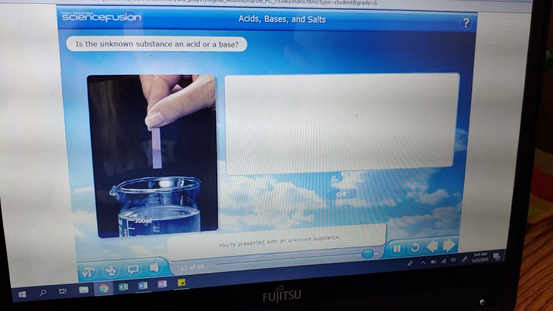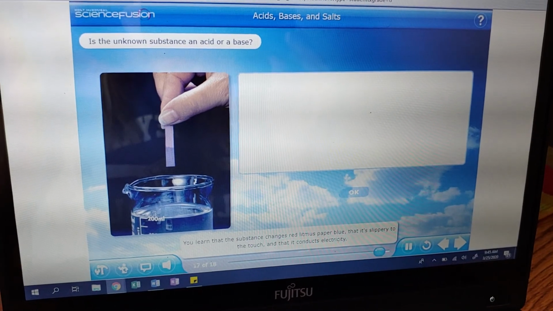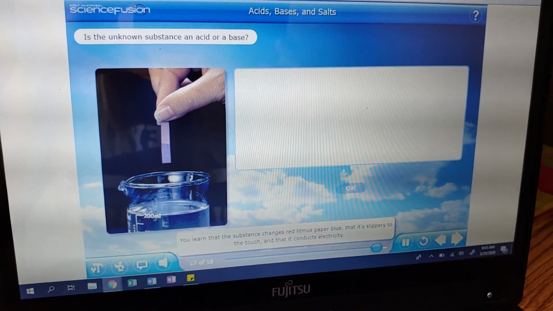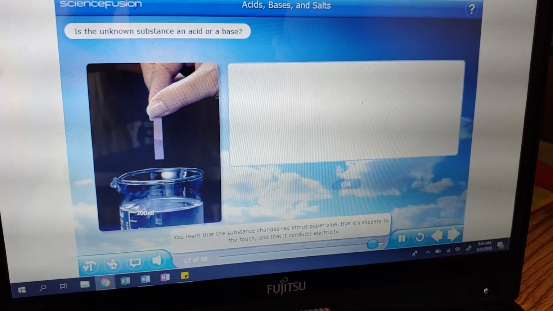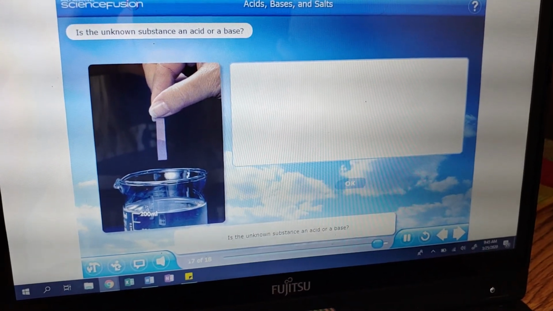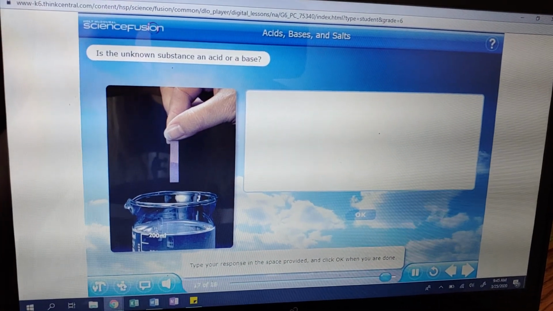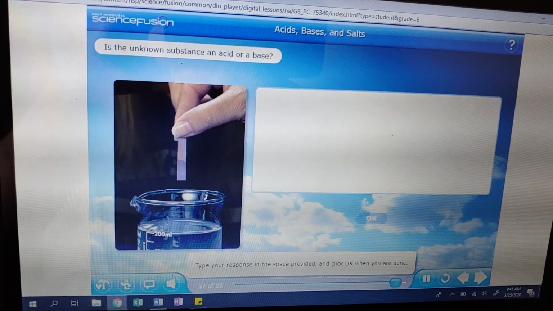You're presented with an unknown substance. You learn that the substance changes red litmus paper blue, that it's slippery to the touch, and that it conducts electricity. Is the unknown substance an acid or a base? How do you know? Type your response in the space provided and click OK when you are done.